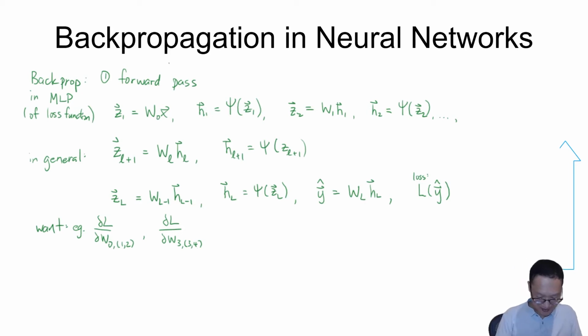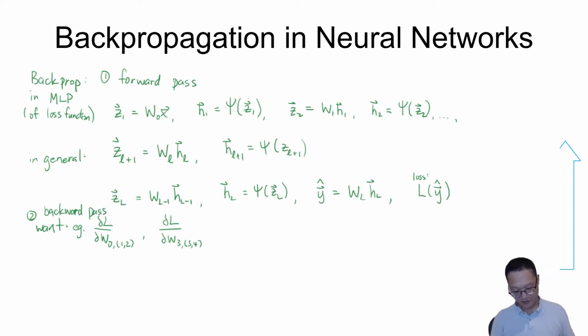So actually, a forward pass is pretty straightforward. We basically start with the input, and then we just go through all the layers in forward order until we get to the output, and then eventually we can evaluate the loss function. The second step after that is the backward pass. Okay, so we're going to do that next.